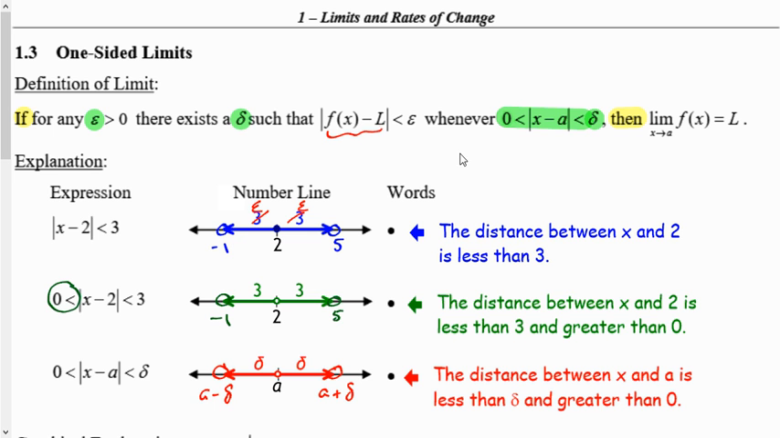So for any epsilon, where this statement is true, the distance between the function and this number is smaller than epsilon. So if I can choose a number here to make this true, and once I've done that, if I can find a delta that makes this true, the distance between x and a is less than delta, greater than 0, then the limit exists. Well, that's a little bit clearer, but still we can make it clearer. So let's look at it in a graphical way.